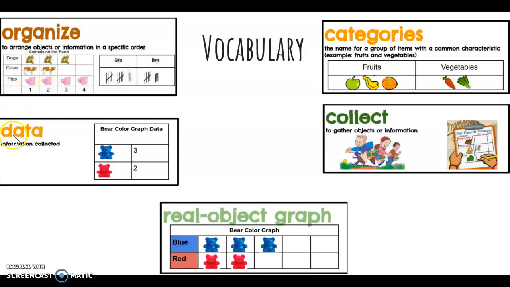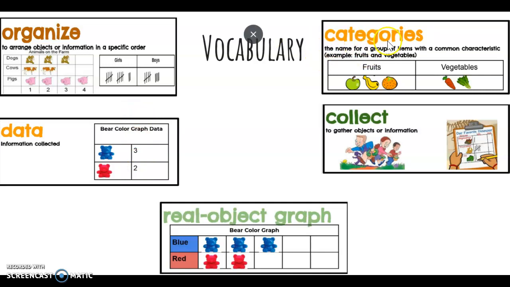Okay. Our next vocabulary word is data. Can you say data? Data is information collected. Okay. So for example, they used a graph, and on the graph there were blue bears and red bears. Those were the two categories, blue bears and red bears. And on that graph, they collected information, or they found that there were 3 blue bears and 2 red bears. So that is the data from that graph.